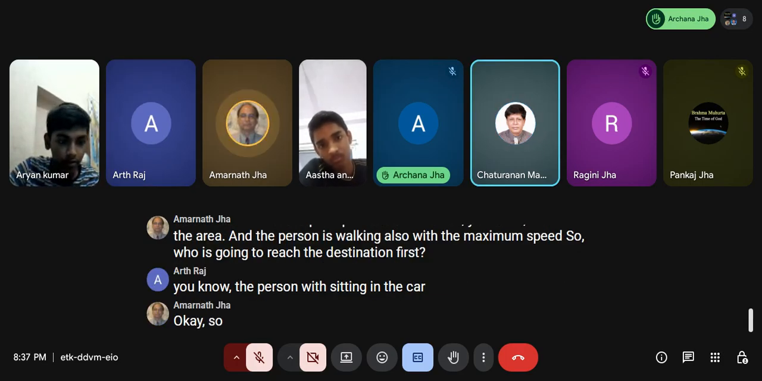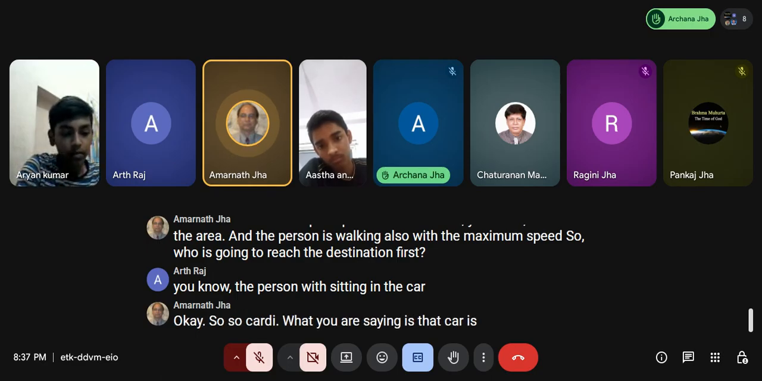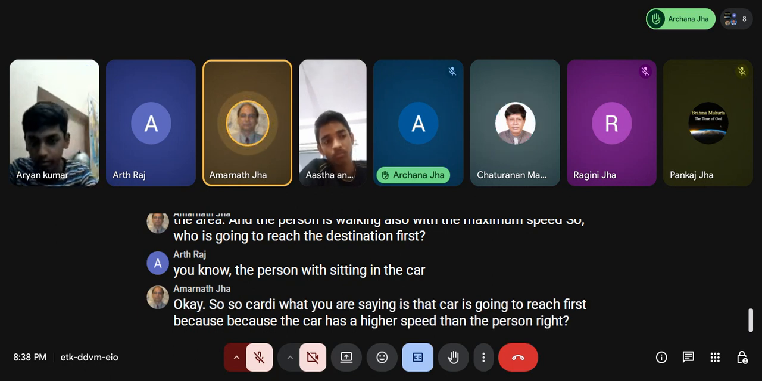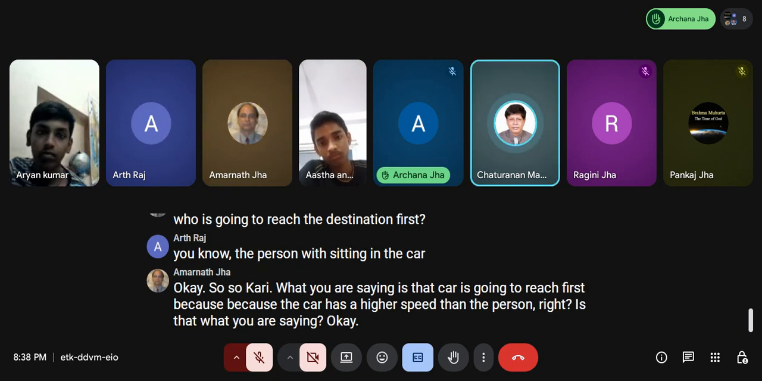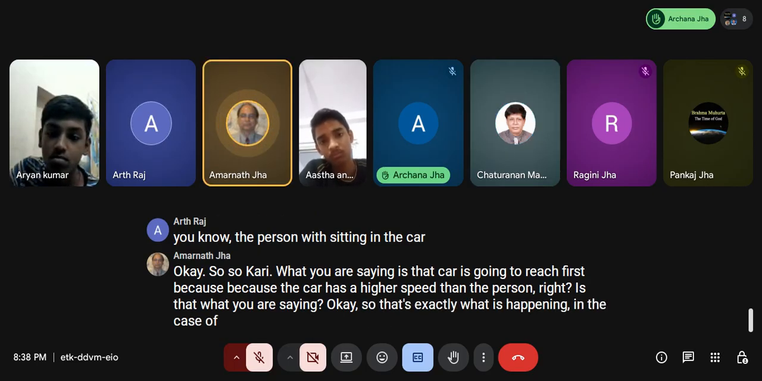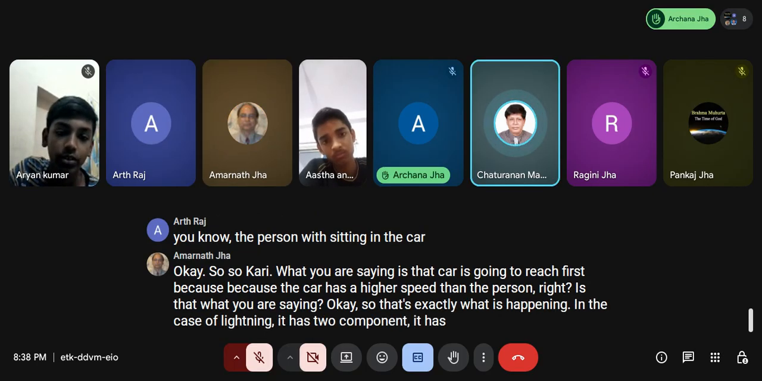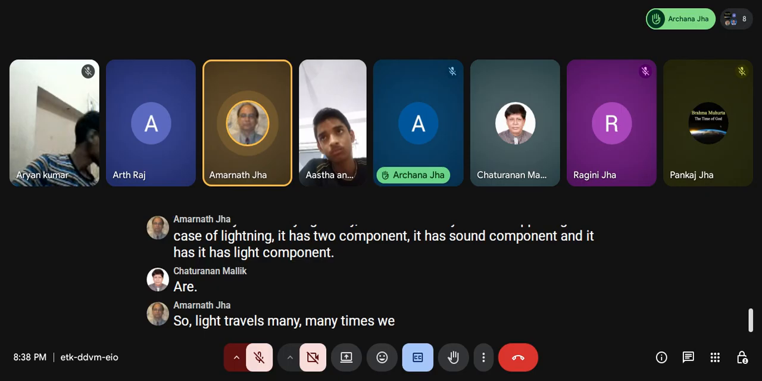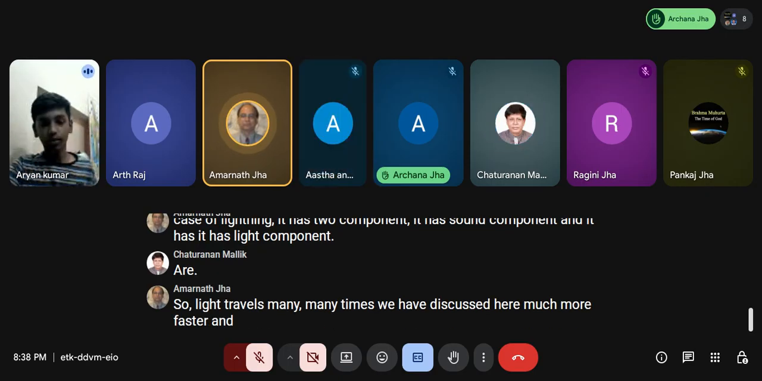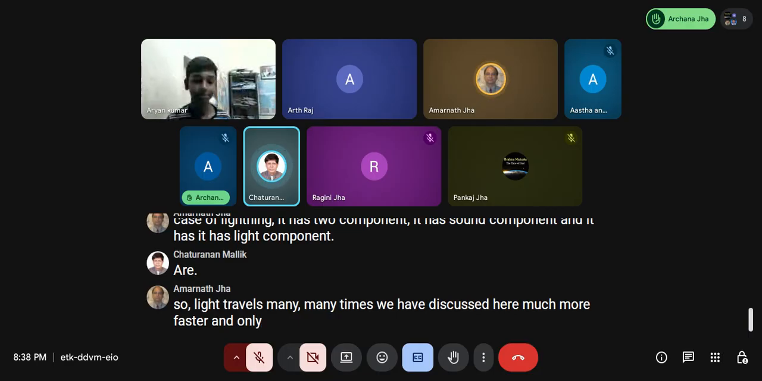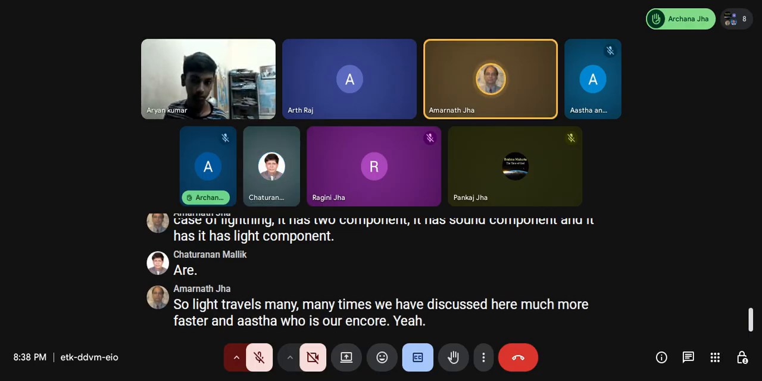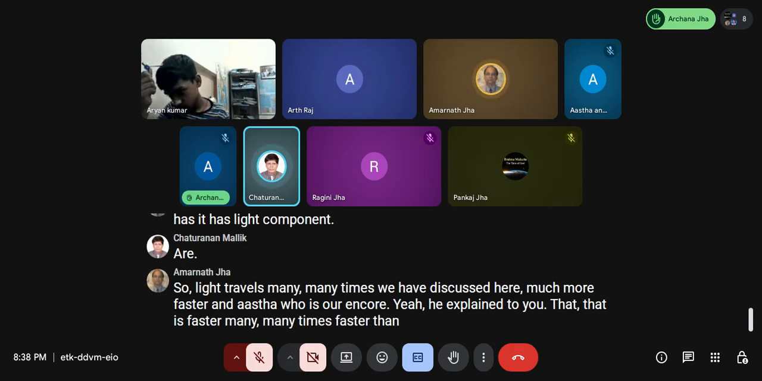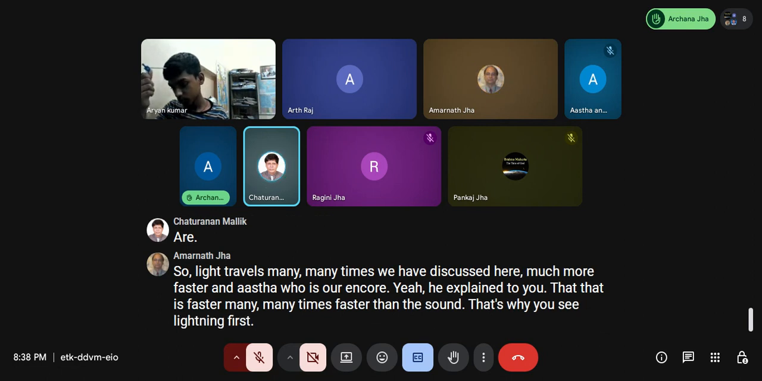Okay. So what you are saying is that the car is going to reach first because the car has a higher speed than the person, right? Yes, sir. So that's exactly what is happening in the case of lightning. It has two components, a sound component and a light component. Light travels many times faster, as we have discussed here. Astha explained to you that it is many times faster than sound. So that's why you see lightning first.